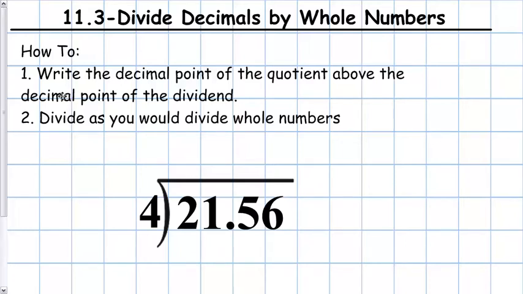So here's my how-to steps. All I need to do is write the decimal point of my quotient right above the decimal point in my dividend. So again, here's my decimal point. I'm just going to drag my decimal point straight up. I'm going to make my decimal point nice and big right here, right above this. Then all I'm going to have to do is divide as I would normally divide. So after I've dragged my decimal point up, I don't have to worry about it anymore.